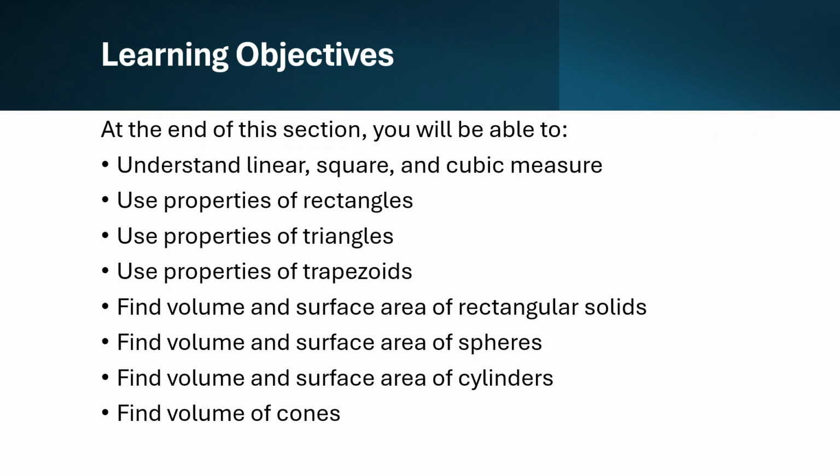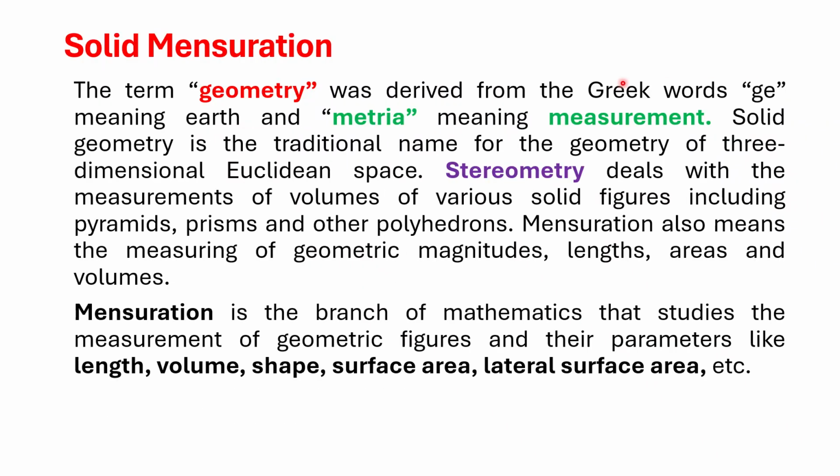And before we go on, let us have some important terms here. We should be able to understand what these terms are, like the term geometry. The term geometry was derived from the Greek words geo, meaning earth, and metria, meaning measurement. Solid geometry is the traditional name for the geometry of three-dimensional Euclidean space.